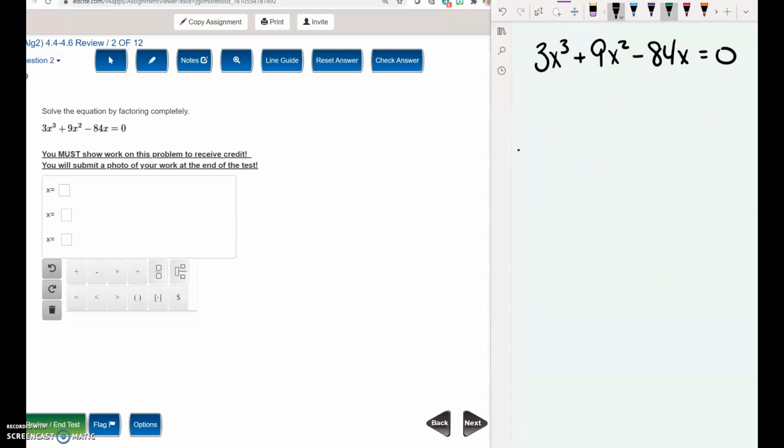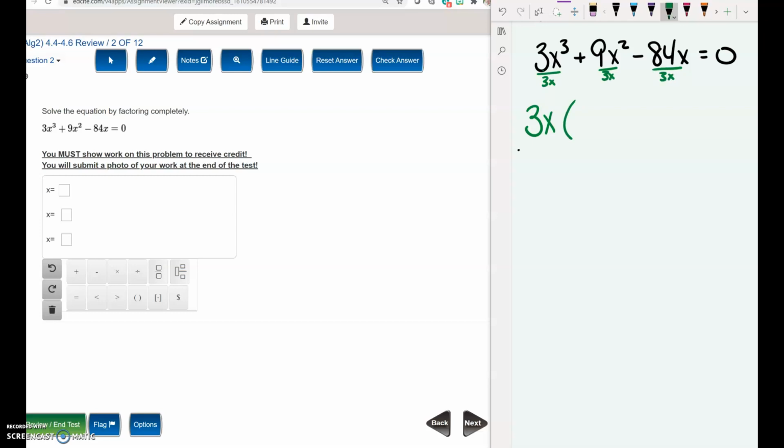Solve the equation by factoring completely. I see a 3 and an x cubed. That's telling me that we probably need to factor out a greatest common factor. This x at the end should also be a clue that you need to try to factor something out. I think we can divide 3, 9, and 84 by 3. So we're going to factor out 3x from all of these. That means we're basically dividing each of these terms by 3x.